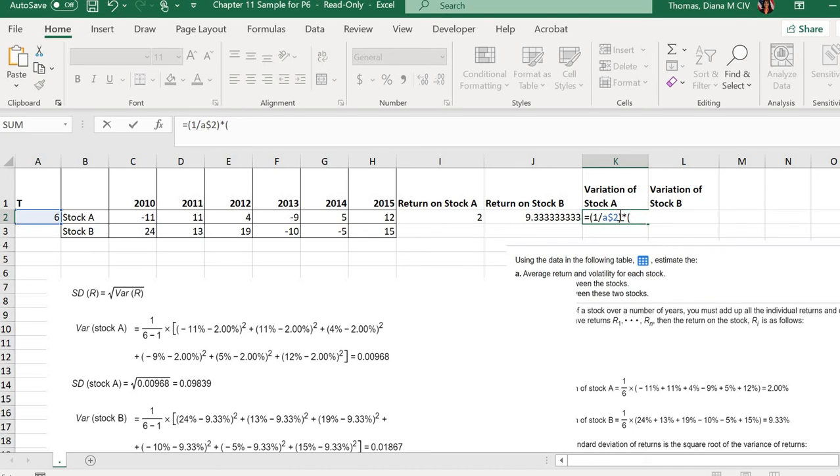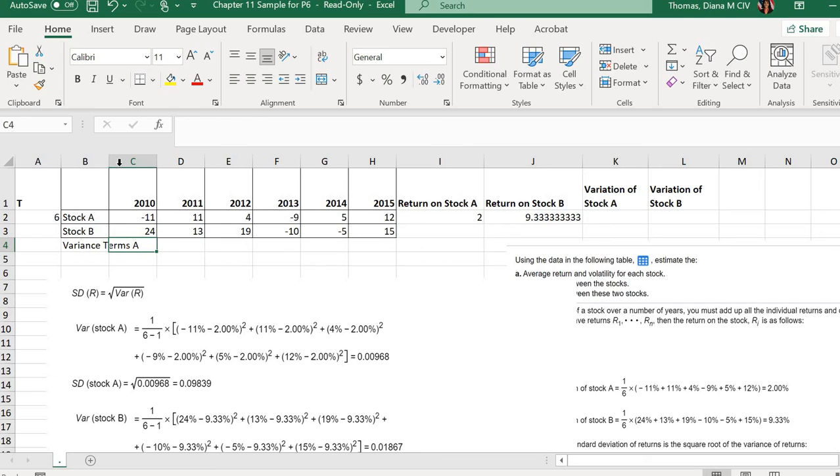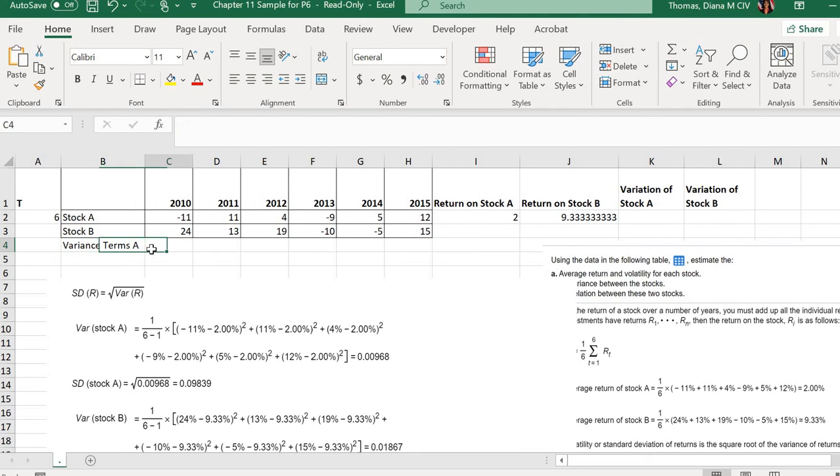So I was trying to see if I could automate the whole thing, but I think I have to type it in manually. So times C2 is what's there minus the mean. I feel like I want to actually do this by variance terms A. I kind of am rethinking this. I'm doing this on the fly. So what I'm going to do is this. It's going to be minus, it's going to be C2.